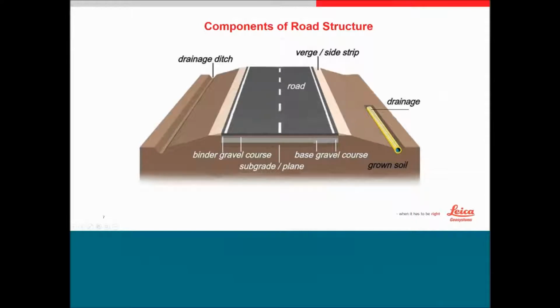These are the typical components of a road structure. You will have the carriageway, which consists of a few layers of different materials, from the subgrade to base, coarse, gravel, and then binder, and then asphalt materials on top for smooth running of the vehicles.